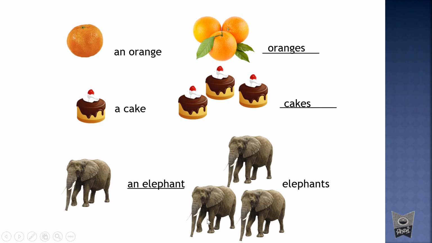You draw a line in between, or you can just write here one. Heading will be one and many. And here you have to write all the one names, that is an orange, a cake, an elephant. And in the many side you will write oranges, cakes, elephants.